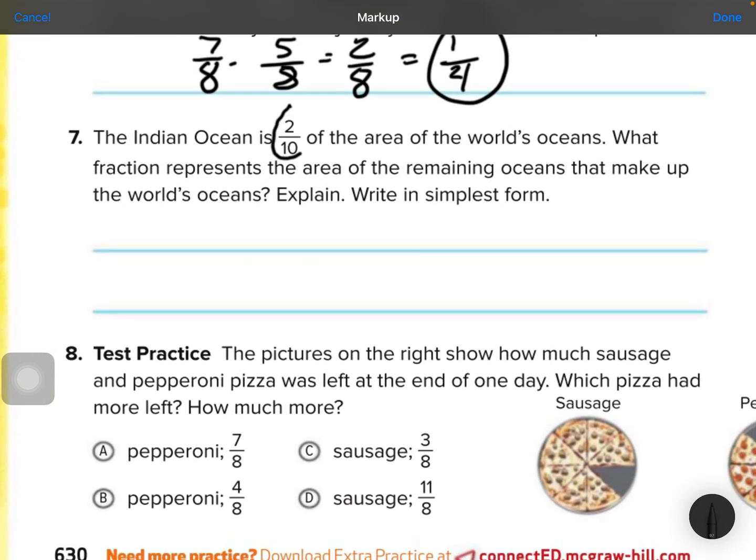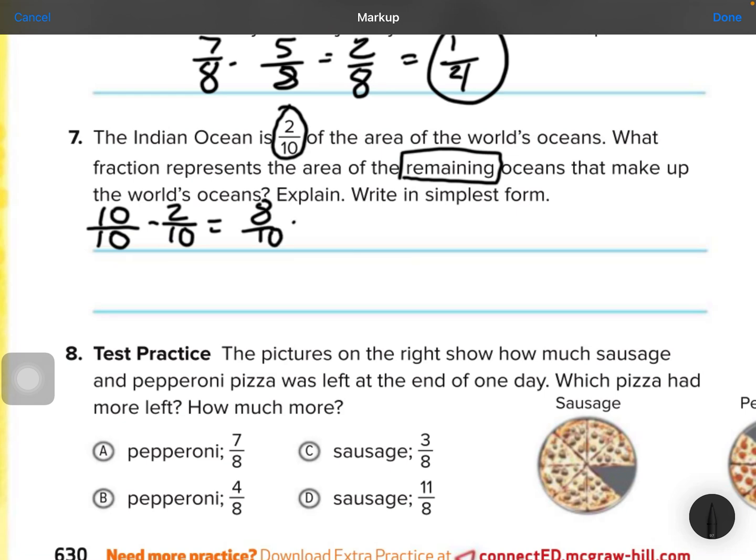Okay, the Indian Ocean is 2/10 of the area of the world's ocean. What fraction represents the area of the remaining oceans that make up the world's oceans? Explain. Okay, so 2/10 is a small piece of the whole. All of the oceans in the world would take up 10/10, or at least for the sake of this problem. We're taking the Indian Ocean out of that. So then we have 8/10.